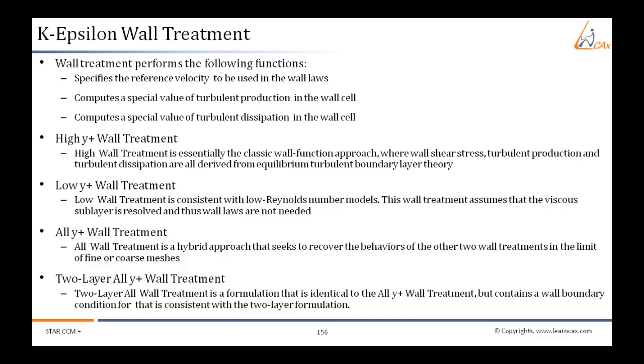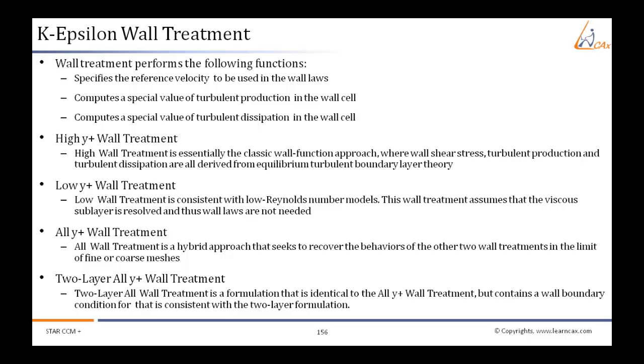What is the high Y plus wall treatment? High Y plus wall treatment is essentially the classic wall function approach where wall shear stress, turbulent production, and turbulent dissipation are all derived from equilibrium turbulent boundary layer theory. What is the low Y plus wall treatment? Low Y plus wall treatment is consistent with low Reynolds number models. This wall treatment assumes that the viscous sublayer is resolved and thus wall laws are not needed.